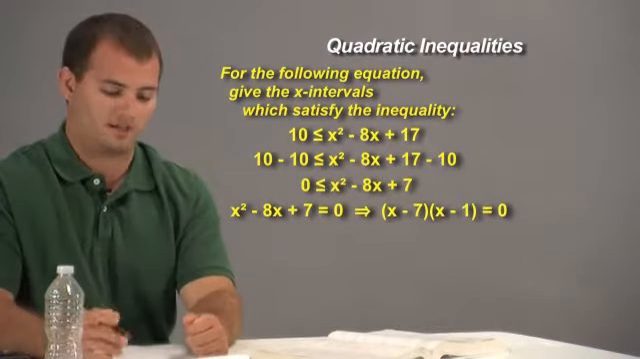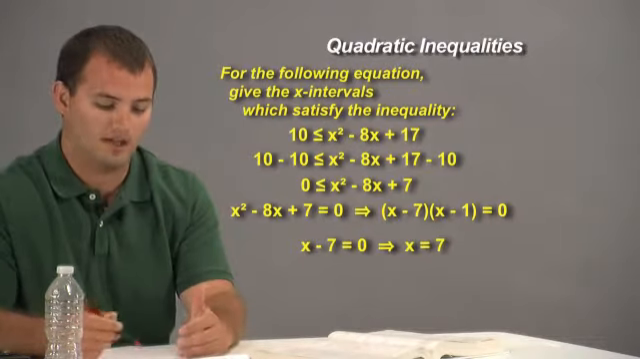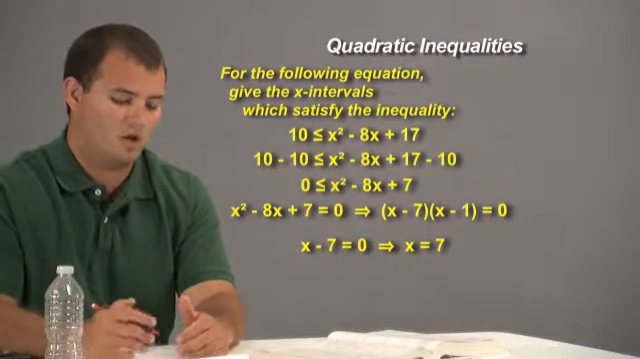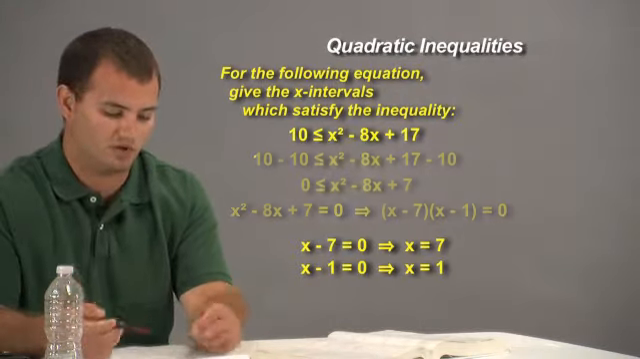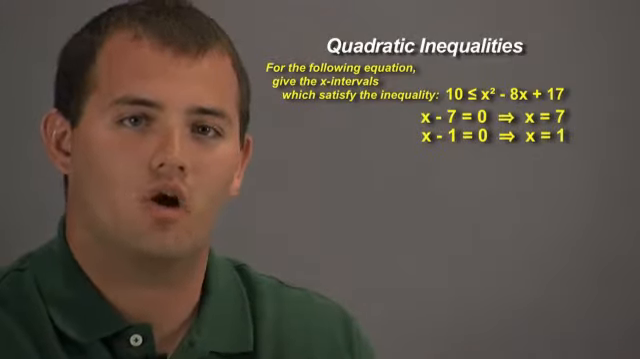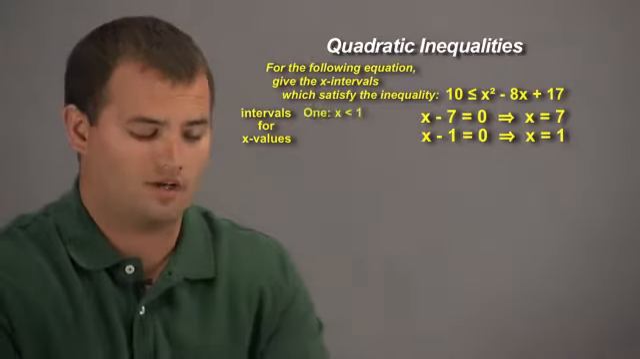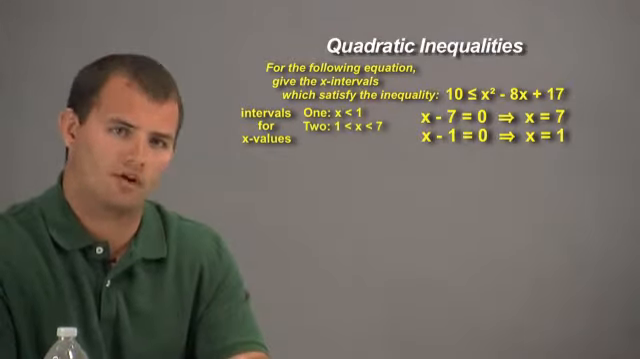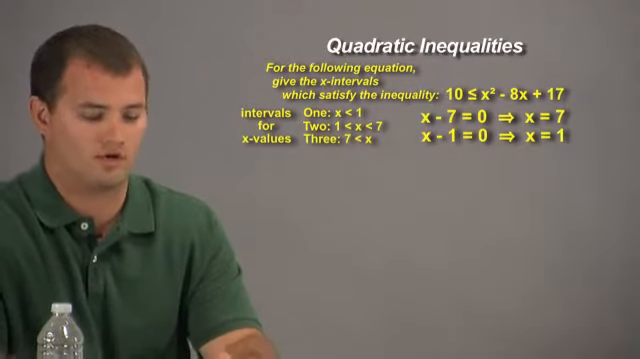Now to solve for the x-intercepts, we'll have x minus 7 is equal to 0, and we'll get that a solution to that is x equals 7. And for the other, we'll have x minus 1 equals 0, and we'll find that x equals 1 is the other solution. Since we know our x-intercepts, we can formulate the intervals for the inequality. One interval is x is less than 1, a second interval is x is greater than 1 and less than 7, and our third interval is x is greater than 7.